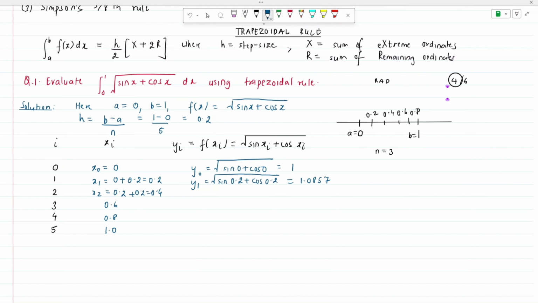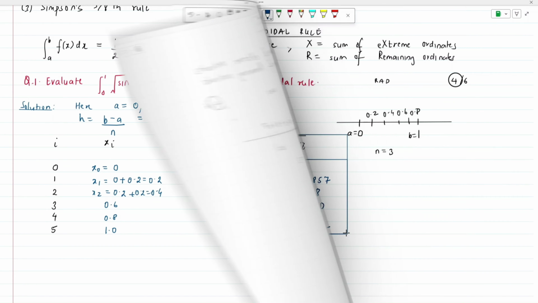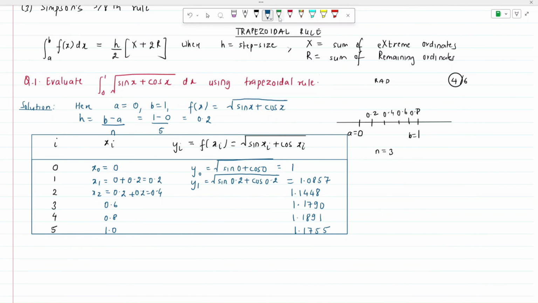Now for y2, I'm going to set the value of x as 0.4, and that gives me the value of y2 as 1.1448. Then setting x equal to 0.6 gives me the value 1.1790. For 0.8, it is 1.1891. And lastly, for x equal to 1, it is 1.1755. Of course, there are certain things which are not necessary. For example, you could skip these things.